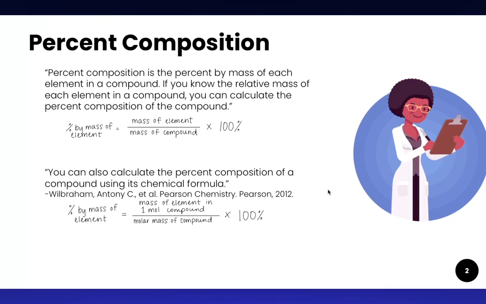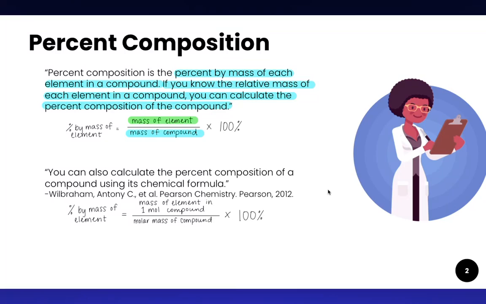Percent composition is the percent by mass of each element in a compound. If you know the relative mass of each element in a compound, you can calculate the percent composition of the compound. So that's similar to the experiment I just described to you. In that experiment, you could discover the relative mass of each element in the compound. And the formula for doing that is mass of the element divided by mass of the compound times 100%.